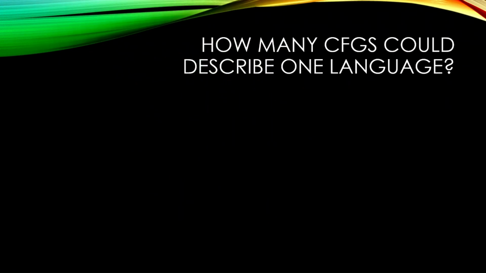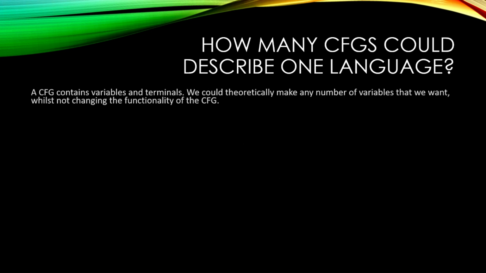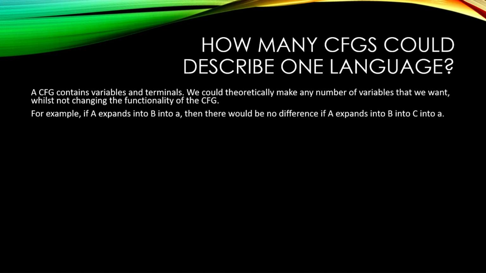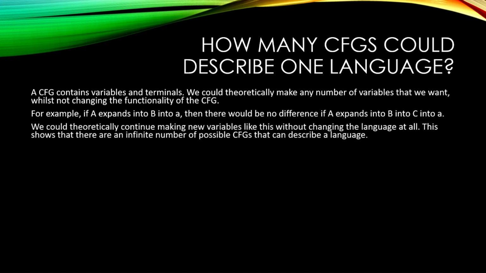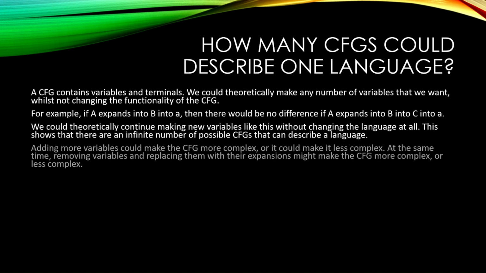So, how many context-free grammars could potentially describe one language? It contains variables and terminals, which, well, we could theoretically make any number of variables that we want, whilst not changing the language of the context-free grammar. So if A expands into variable B and then into A, there will be no difference if variable A expands into variable B into variable C into A, for example. We could theoretically continue introducing new variables like this without changing the language at all. So this shows that there are an infinite number of possible CFGs that can describe the language.